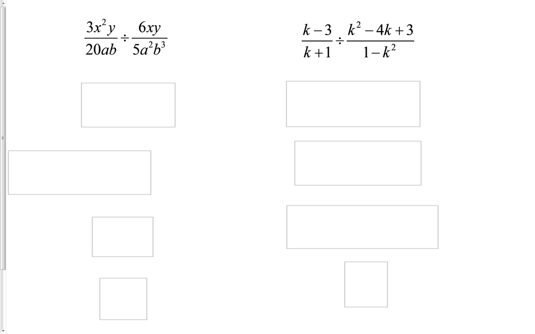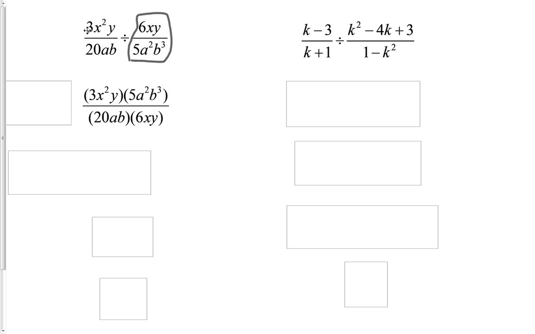So if we're multiplying by the reciprocal, that means all we really need to do is take what we have on top, put it on the bottom, and put the bottom on the top for this second fraction here. So we just flip that, and then it's just a multiplication problem. So we're going to write that. We have our first fraction, which we keep exactly as it is. In the top, throw it in parentheses. And our denominator here, our 20ab.